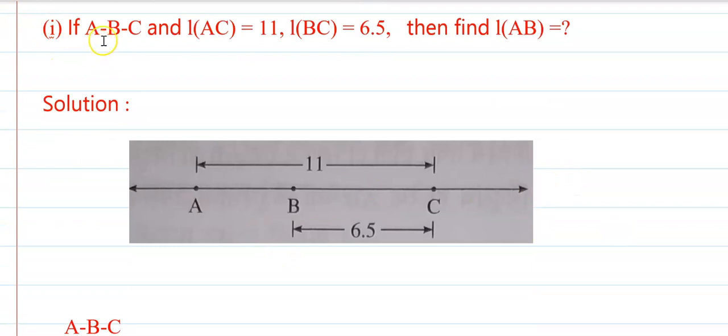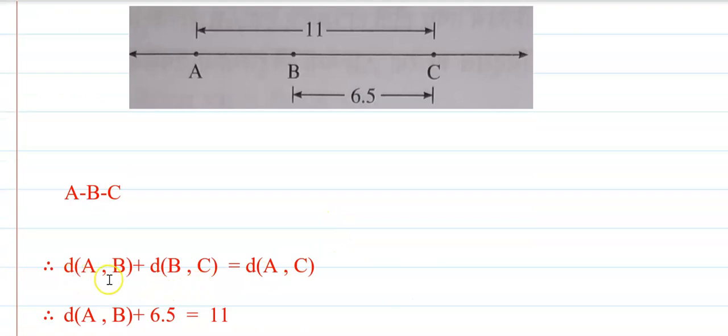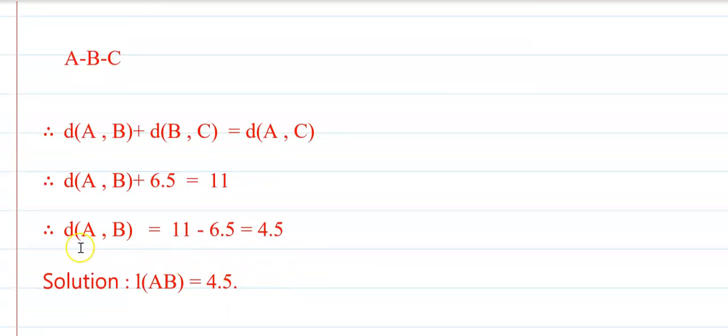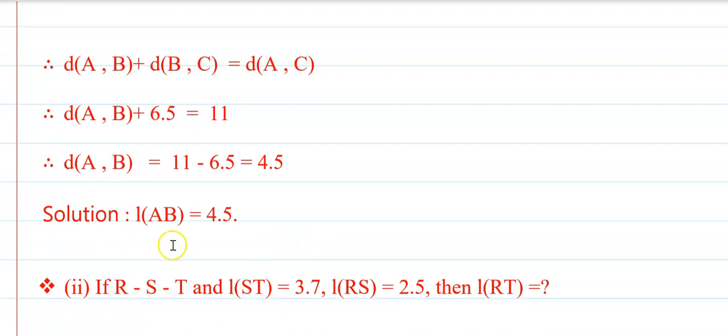Now in this case, the point B is in between A and C. We are given that AC is equal to 11, BC is equal to 6.5. We will find out AB, and it can be written as distance AB plus distance BC is equal to distance AC. AB plus 6.5 is equal to 11. Therefore, distance AB is equal to 11 minus 6.5, that is equal to 4.5. That is, length AB is equal to 4.5.